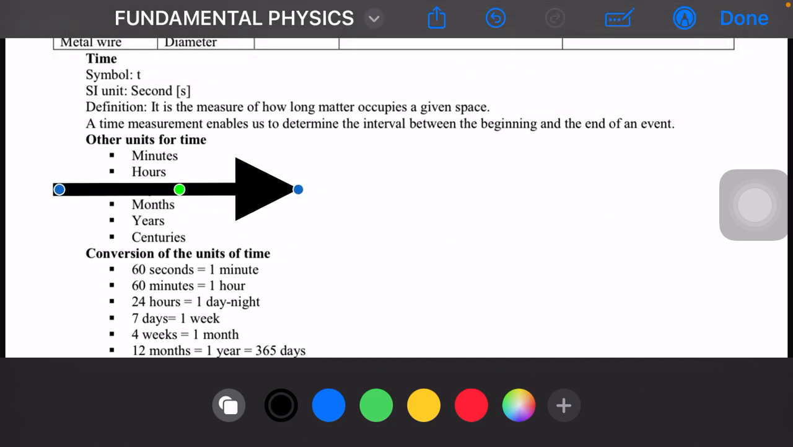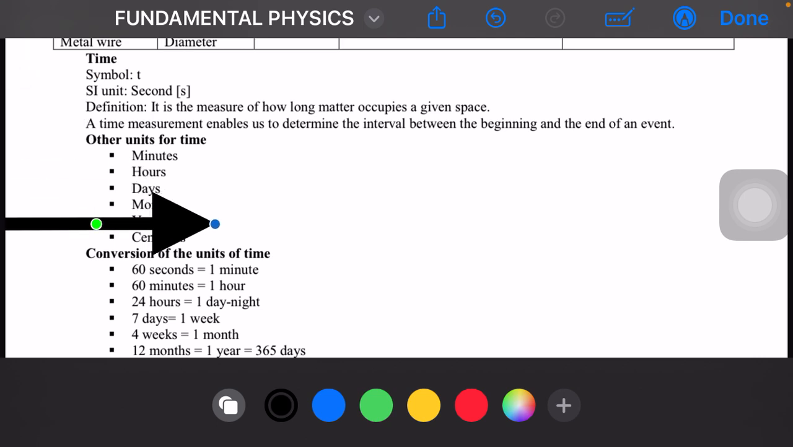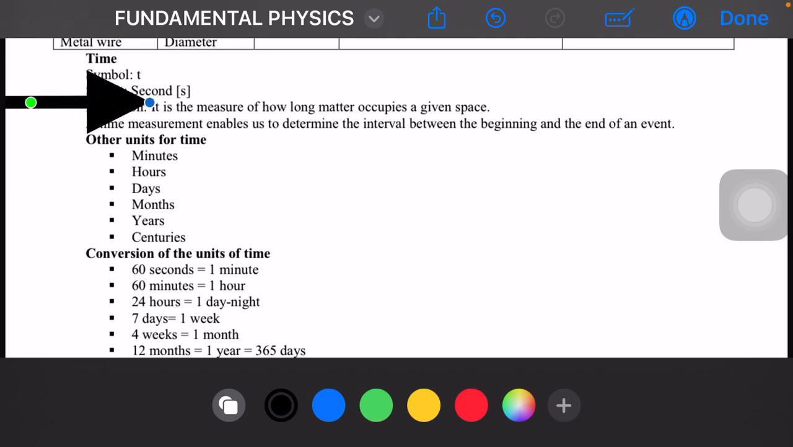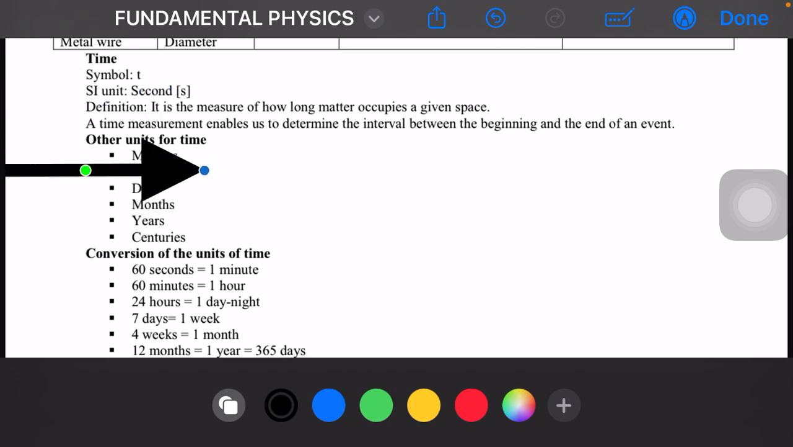Okay, let's start. In this video, we're going to look at time. The symbol used to measure time is what? Small letter t. The SI unit for time is what? Second, small letter s. What I'm emphasizing is that the small letters here are very important. If you write this in capital letters, your answer will be wrong.